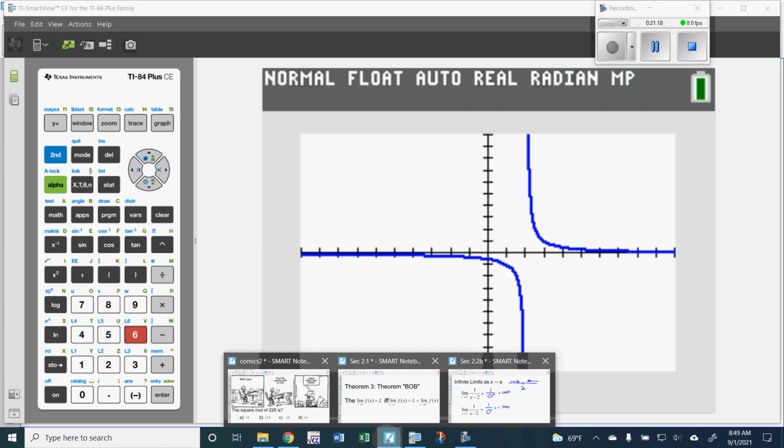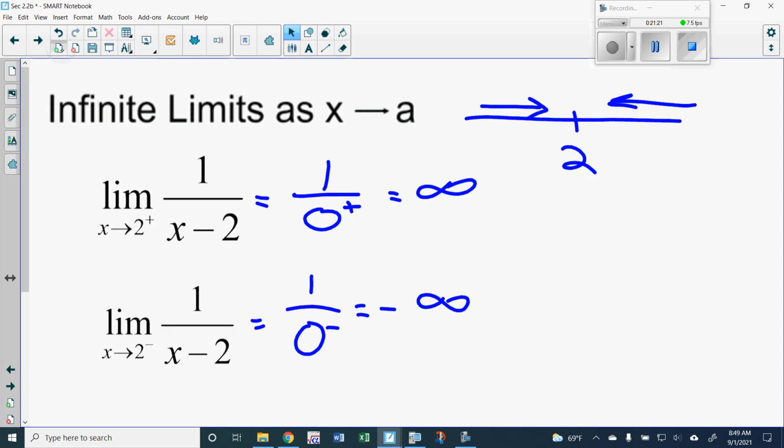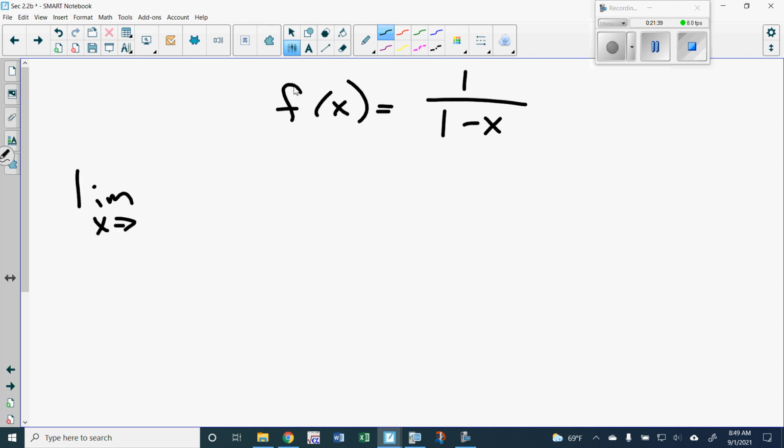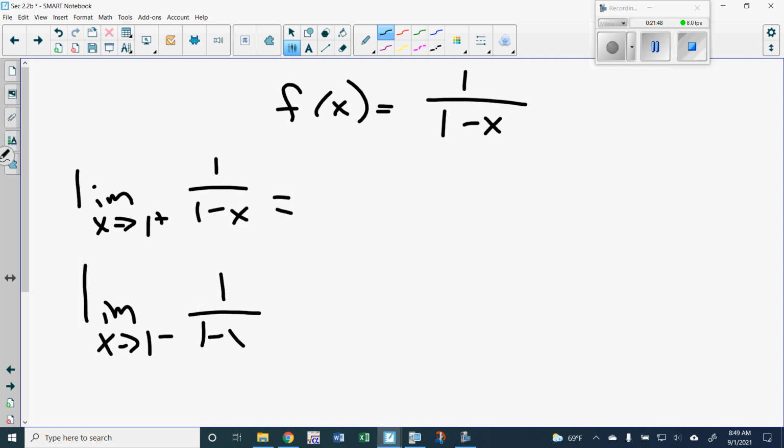Okay, let's do this. We're going to switch it. Ready? So let's look at another one. So here's what I want to look at. Let's look at f of x is, and this will answer your question also, 1 over 1 minus x. Okay? And I want to look at the limit. Where is the vertical asymptote here? 1. So I want to look at the limit from the right and the limit from the left.